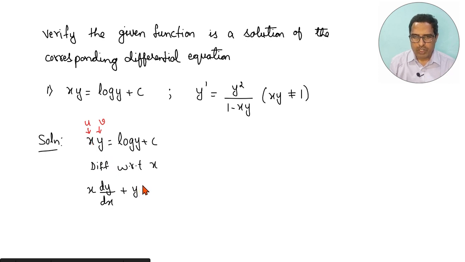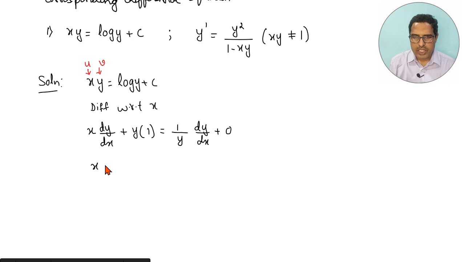u dash. Differentiation of x with respect to x will be 1, equals, on the right hand side, the derivative of log will be 1 by y into differentiation of y with respect to x, which is dy by dx, plus the differentiation of the constant, which will be 0. So let's rewrite this as x into dy by dx plus y.